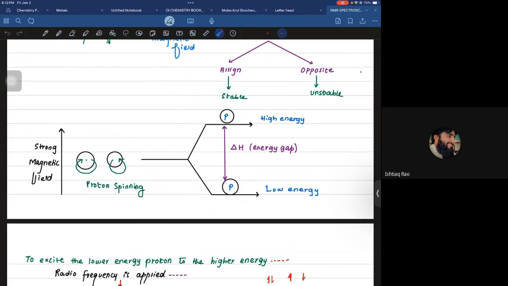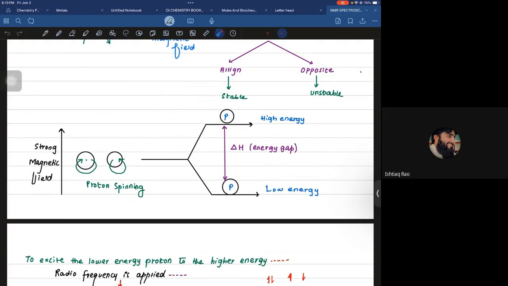Whether the proton may align with the provided magnetic field or it may oppose the provided magnetic field. So obviously there would be an energy difference, that is delta E. Most of the protons would be aligning with the provided magnetic field so that they become stable, or I can say they would have a lower energy.